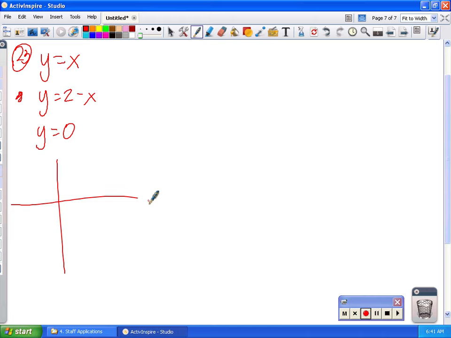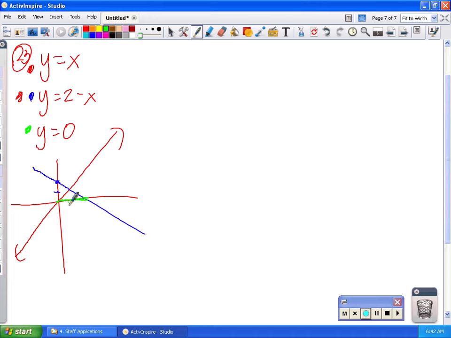Y equal to x is a 45-degree angle through the origin. Y equal to 2 minus x. Let's graph that one in a different color. So this one is red. This is blue. So y equal to 2 minus x, I have a y-intercept of 2, a slope of down 1, right 1. So it looks something like that. And now this is important. The y equal to 0, let's see, let's put that in green. Y equals 0 is the x-axis.